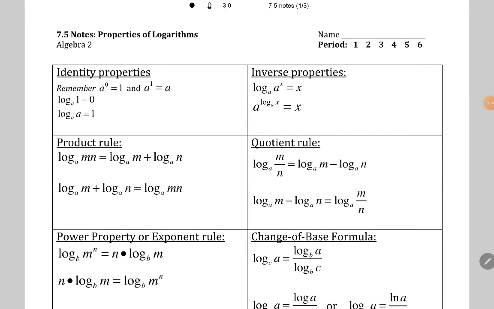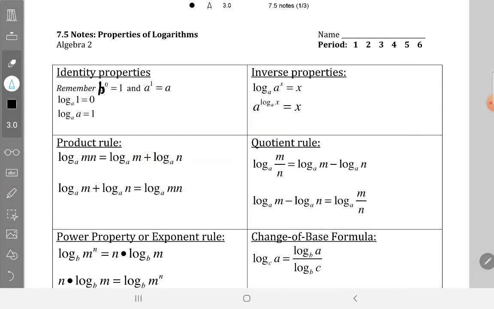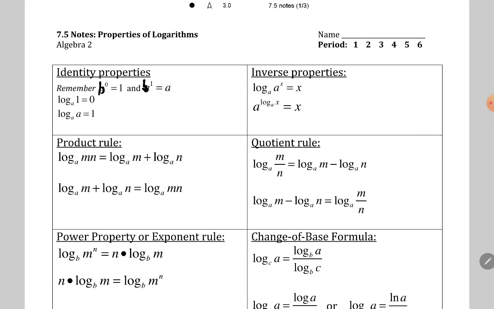Today in number 2, we're going to be looking at properties of logarithms. So let's start off with some identity problems. And I'm going to change A here into B. So every time you see a, I just like to use the word base when talking about log base b.